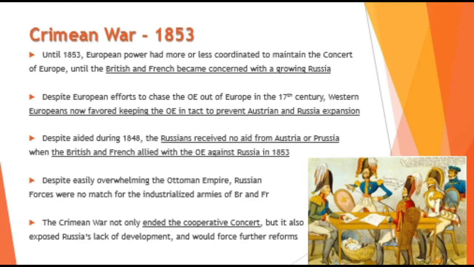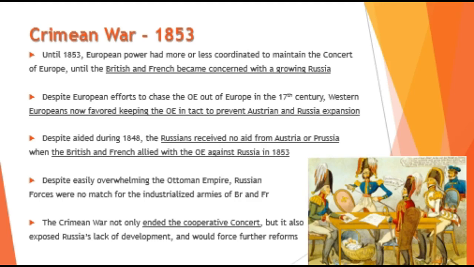But this Crimean War, you think about the events leading up to it. Until about 1853, European powers had more or less coordinated to maintain the Concert of Europe, until the British and French became alarmed by a growing Russia who looked like they were trying to flex their muscles and become an Eastern powerhouse. Britain didn't like it when the power structure was going to be changed or challenged. Russia was an Eastern power. They were a different religion and still a pretty autocratic absolute state. They also had numbers. It's one of the most highly populated countries in Europe, and they had a growing navy. So Britain was really alarmed by this.